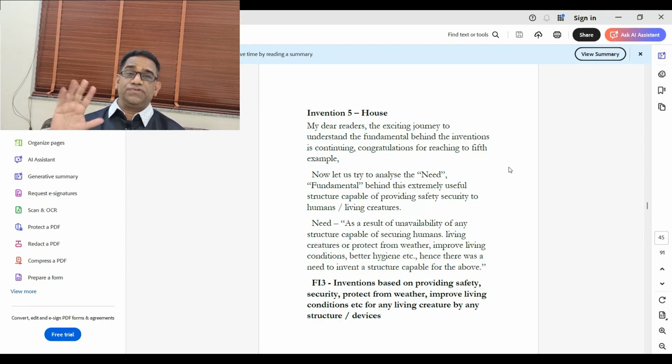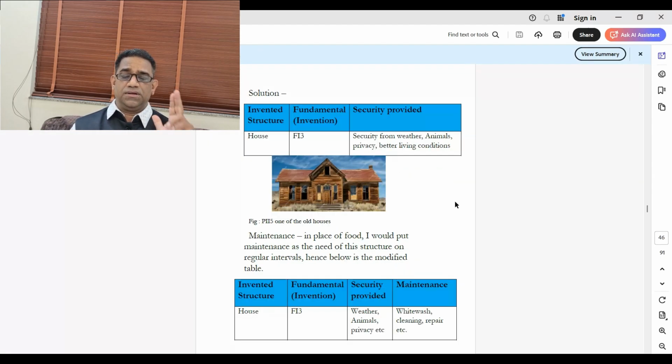Now let's go to fundamental 3, FI3. What does it talk about? Invention based on providing safety, security, protection from weather, improved living conditions, etc., for any living creature by any structure or device. Does it not fall under this invention fundamental? Yes, it does. Okay, so the solution, the invented structure, is the house. What is the fundamental? FI3. The security provided by this invention or structure is security from weather, animals, privacy, and better living conditions.